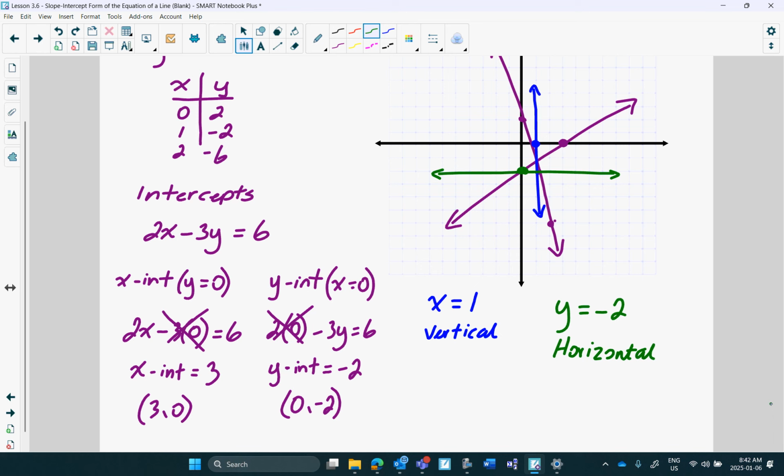Just remember when you're asked to draw the lines of these things, they're lines. Some students will put the point and then they won't draw the line.